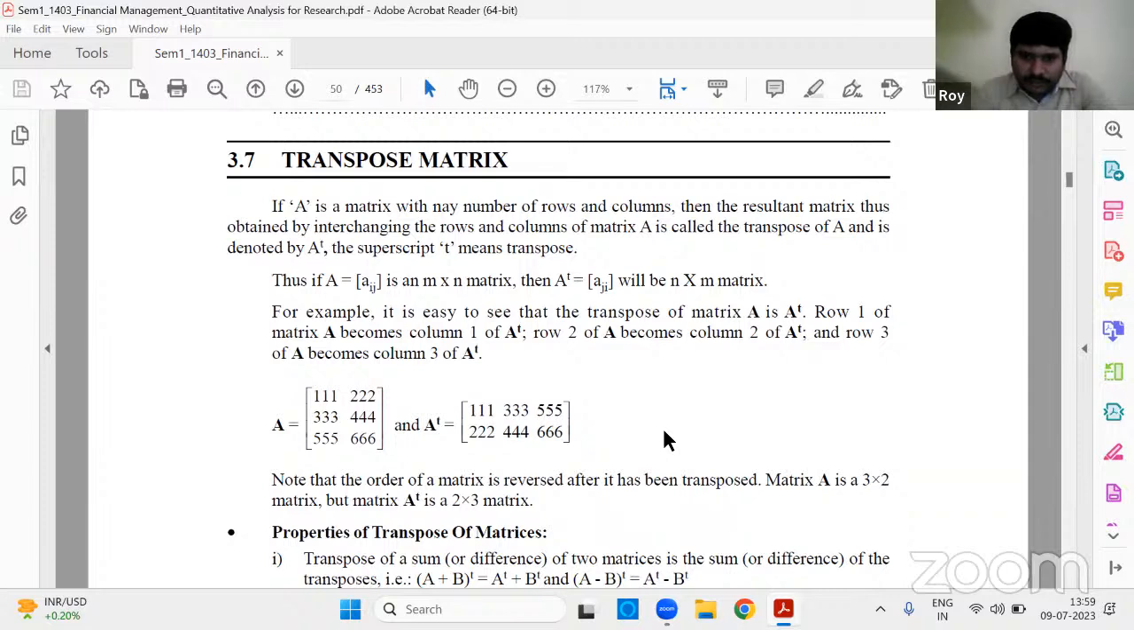Yes, sir. Again, I'm repeating. Yes, ma'am. Yes, sir. You understood, right? Say, transpose means what? Let us say, what is the transpose of A?